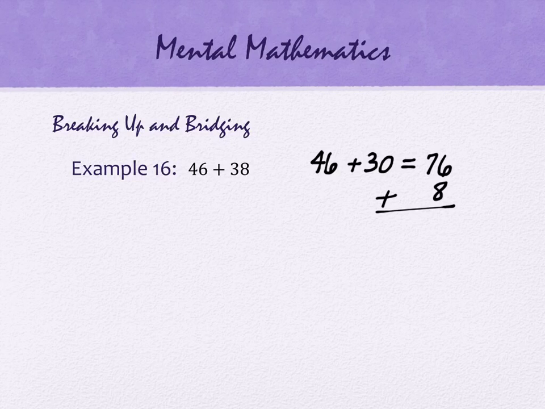So you broke it up. You broke the 38 up into 30 and 8. And you added them to the number 46 one at a time. And then 76 plus 8 is almost like adding just the 6 and the 8 together, really. And then you get your 84. That's breaking up and bridging. Add the tens value first, add the ones value second.